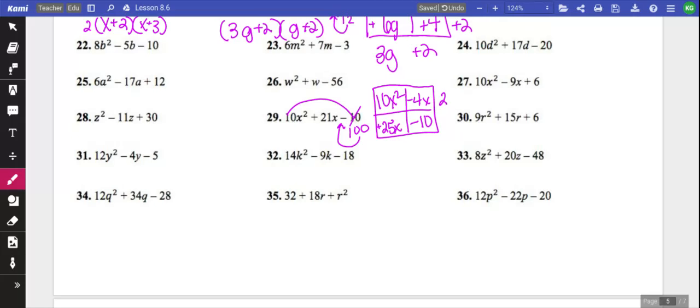Now these have in common 2x. These ones have in common 5. These have in common 5x. And these have in common negative 2. So my binomials are 2x plus 5 and 5x minus 2.